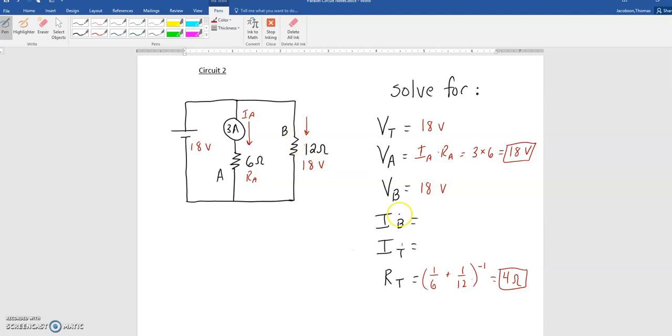And now I know two things about B. So I can solve for the current in B by doing the voltage of B over the resistance of B. So I could do 18 over 12, and I can get 1.5 amps. And then I could solve for the total current. I could also do the 18 volts total divided by the total resistance. So 18 over 4 gets me 4.5 amps.